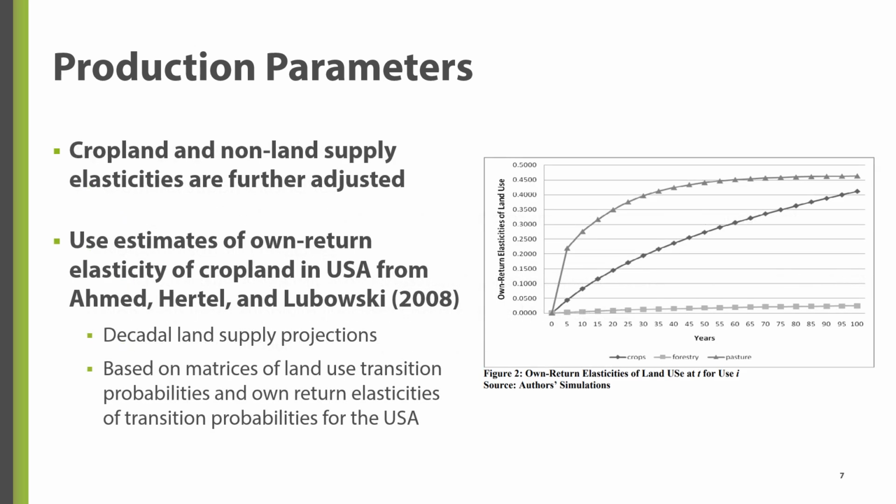In the non-gridded version of Simple G, cropland and non-land supply elasticities are adjusted to their long-run values using long-term own return elasticity of cropland in the U.S., taken from the work of Ahmed, Hurdle, and Lubowski.